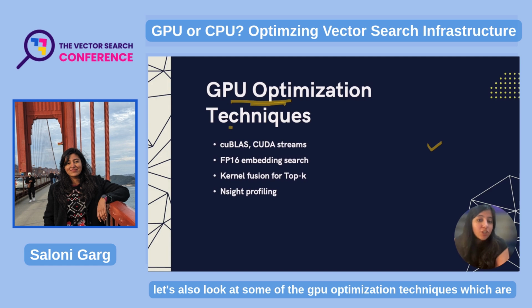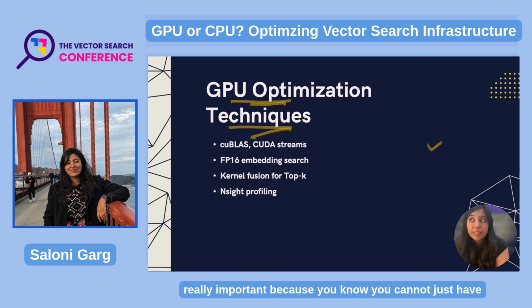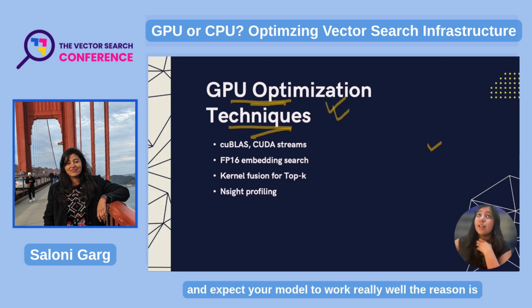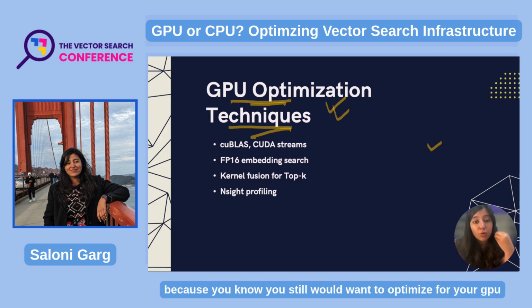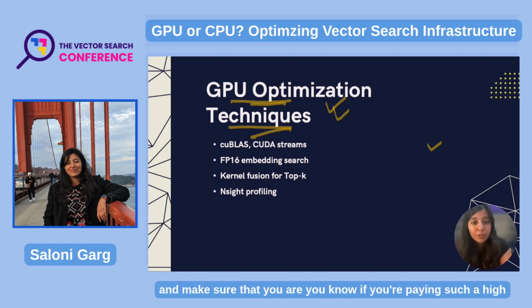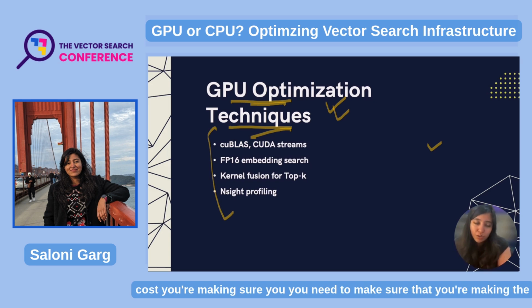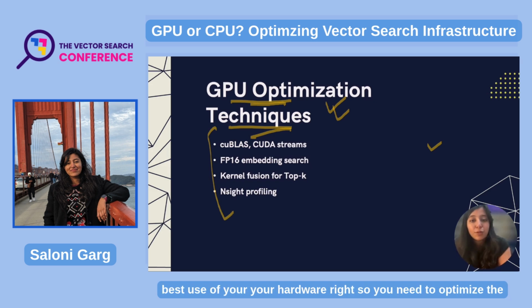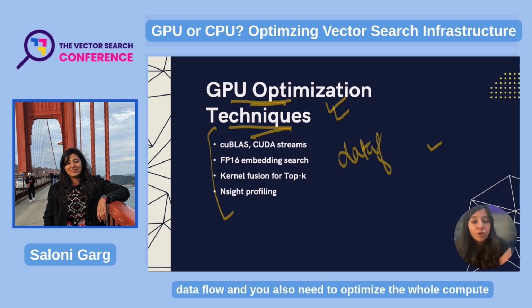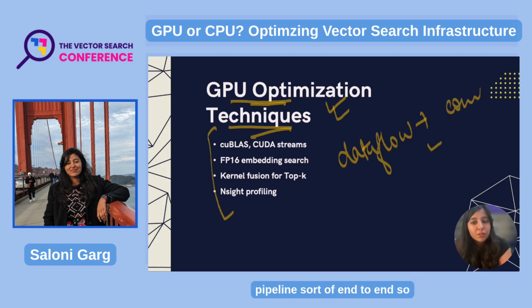Let's also look at some of the GPU optimization techniques, which are really important, because you cannot just have really good raw hardware and expect your model to work really well. The reason is that if you're paying such a high cost, you need to make sure you're making the best use of your hardware, right? So you need to optimize the data flow, and you also need to optimize the whole compute pipeline, end to end.